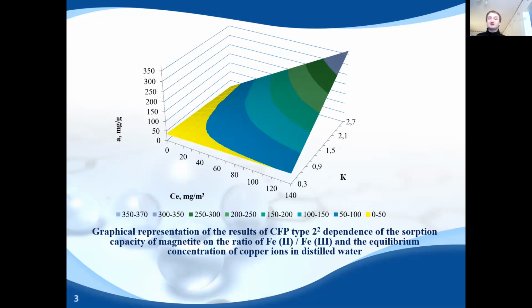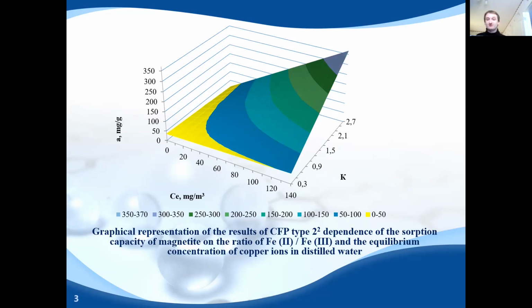To implement the method of sorption water purification, it's necessary to have detailed relationships between the main parameters of the process in optimal conditions. Therefore, regression equations were calculated to illustrate the dependence of the sorption capacity of magnetite on the ratio of Fe2+ and Fe3+ and the equilibrium concentration of copper ions.